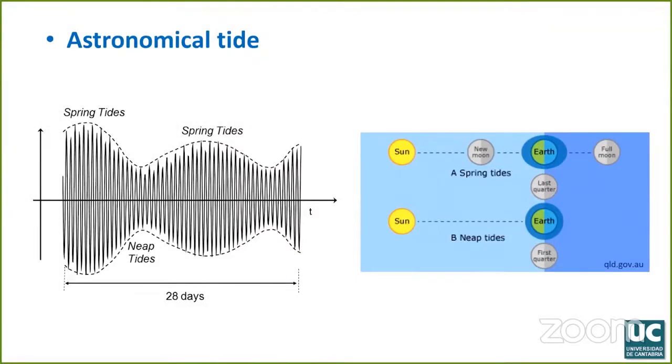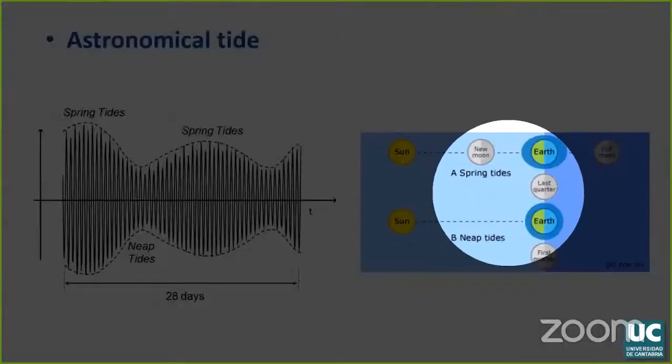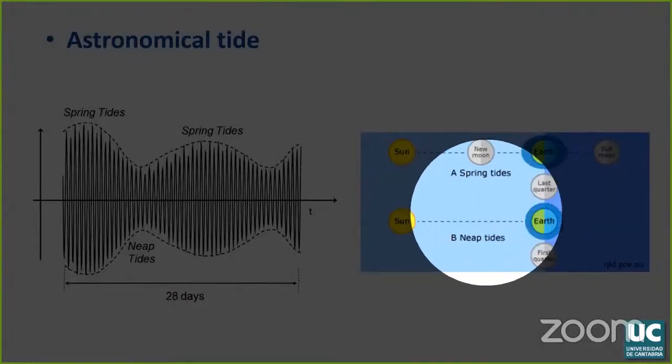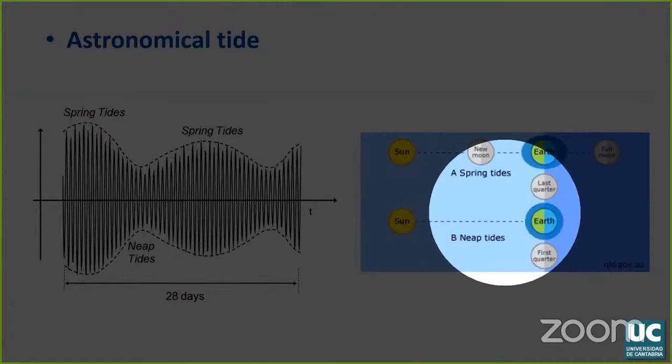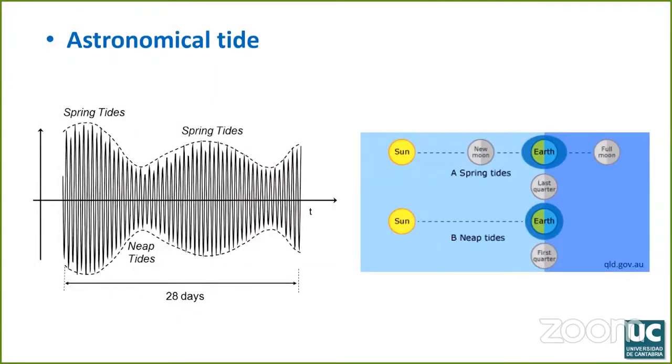7 days after a spring tide, the Sun and the Moon are at right angles to each other. This produces moderate tides known as neap tides, meaning that high tides are a little lower and low tides are a little higher than average. Neap tides occur during the first and third quarter moons.